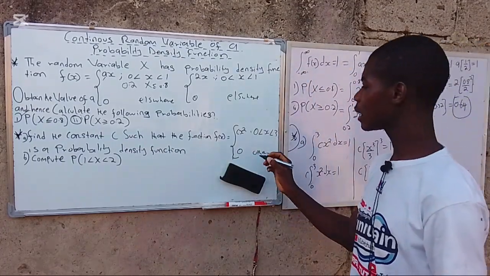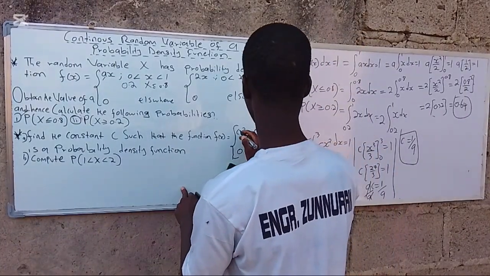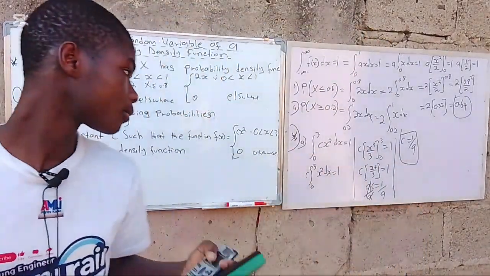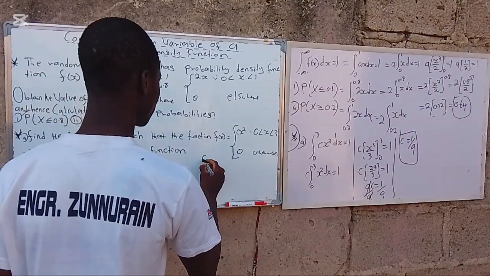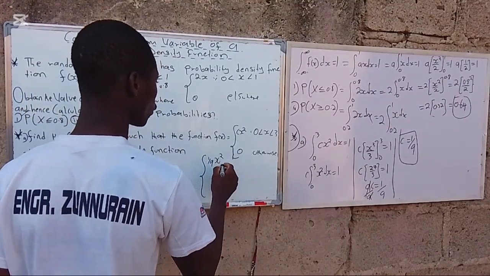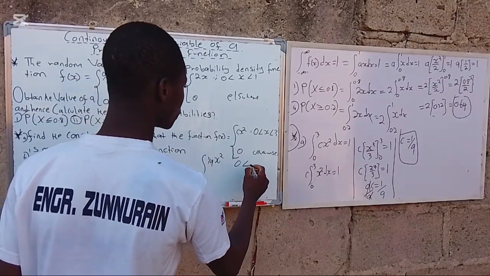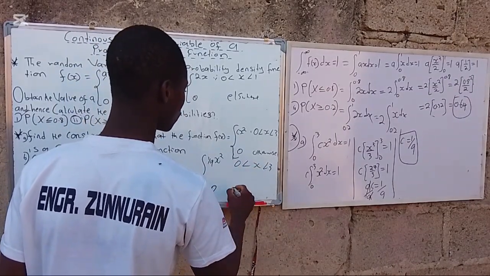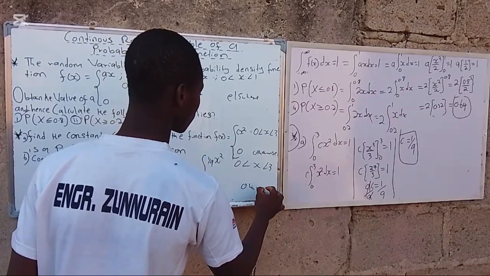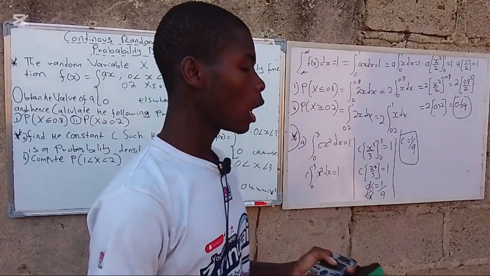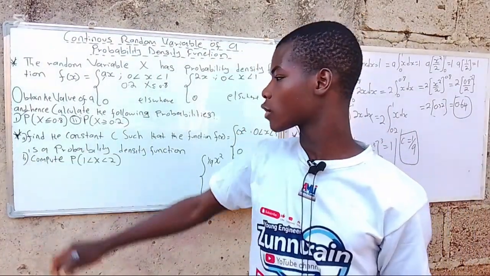So as you can see, the value of c, the new function should now be 1 over 9 x squared, for 0 less than x and less than 3, and 0 otherwise. So I'm done with the first one.